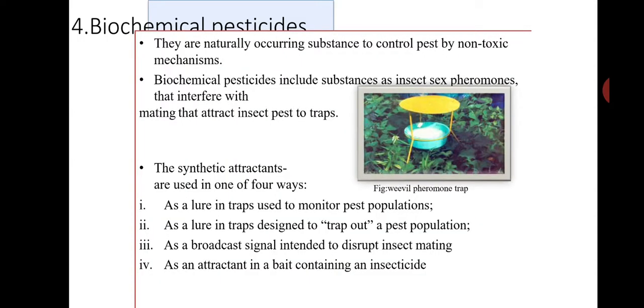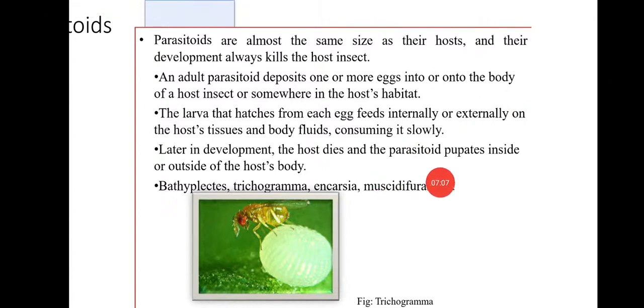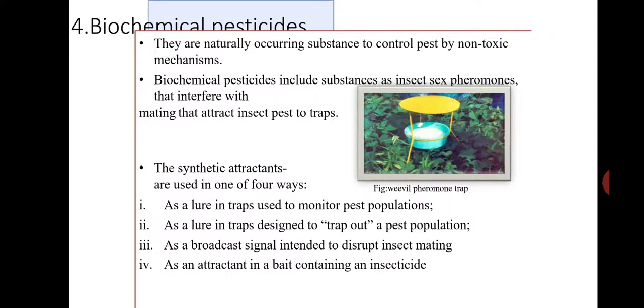So let's discuss the next one, which is biochemical pesticides. Students, to understand biochemical pesticides, you need to be focused. You have already studied biochemistry. They are basically naturally occurring substances that control pests by non-toxic mechanisms. They include sex pheromones, which interfere with mating and attract insect pests to traps. Here there is a different mechanism. We set traps that attract the pest towards them. So when it is attracted, it is trapped. That attraction is mainly due to the production of sex pheromones, which we particularly produce. That is why it is a biochemical mechanism.